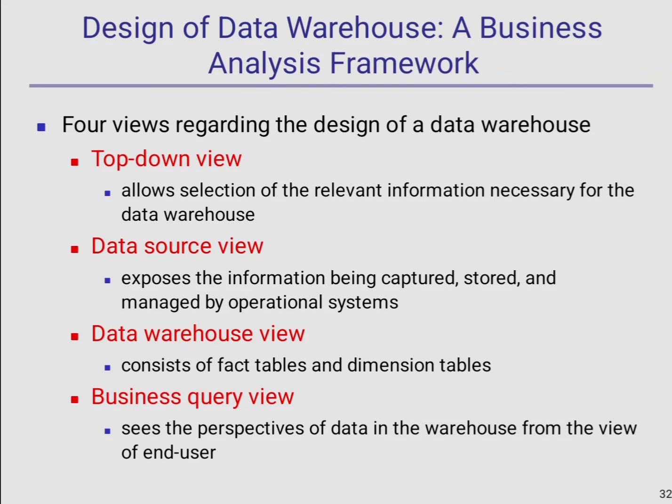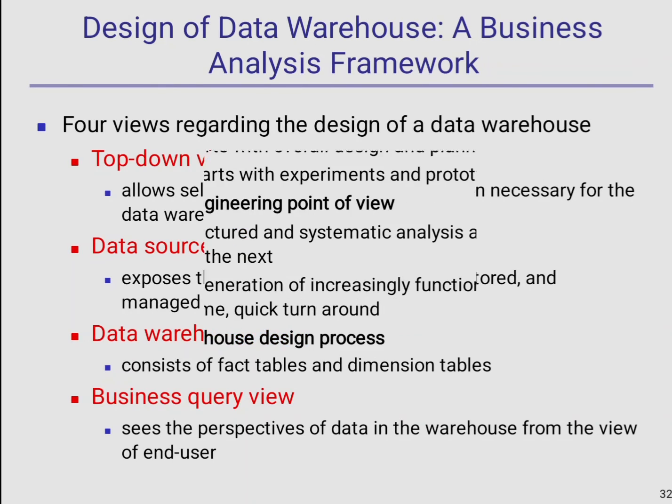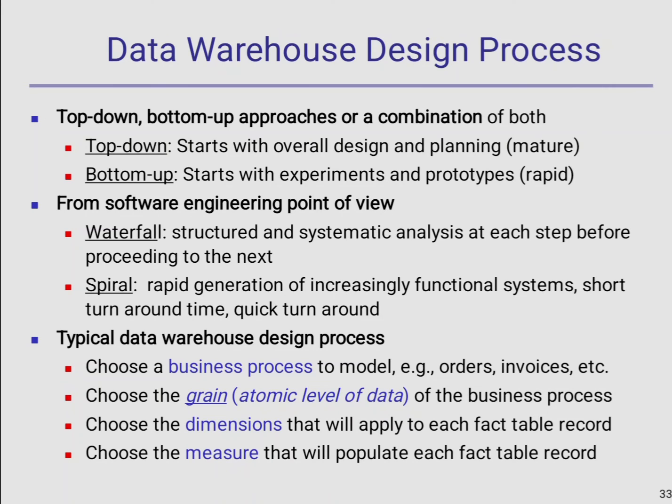Next, in the data warehouse design process, we have 4 views regarding the design of the data warehouse. Top-down view allows the selection of the relevant information necessary for the data warehouse. Data source view exposes the information being captured, stored, and managed by operational systems. Data warehouse view consists of fact tables and dimension tables. Business query view sees the perspective of data in the warehouse from the view of the end user. So we have 4 different views: top-down view, data source view, data warehouse view, and business query view.